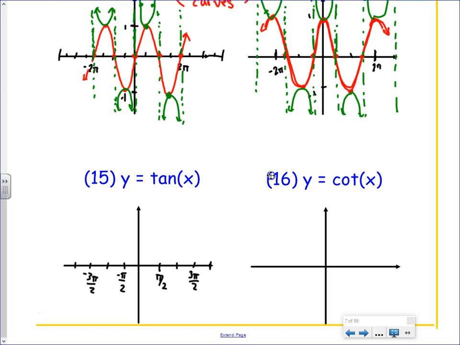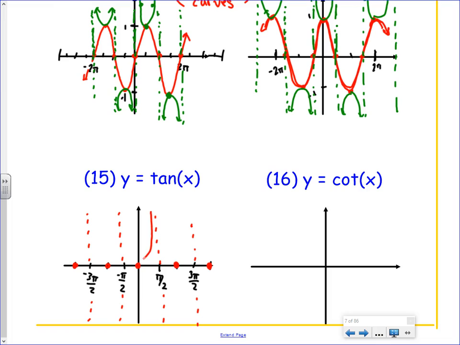Whenever cosine is 0, tangent is undefined. Whenever sine is 0, tangent is 0. So, our vertical asymptotes are at each of the pi over 2's. And whenever sine is 0, which you should be able to see up above in the sine curve, which happens at 0, pi, 2 pi, 3 pi, tangent will be 0.